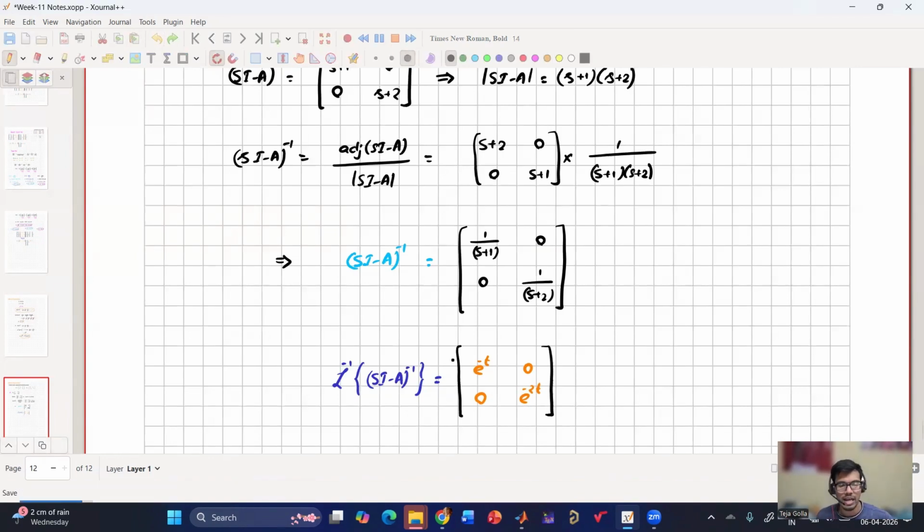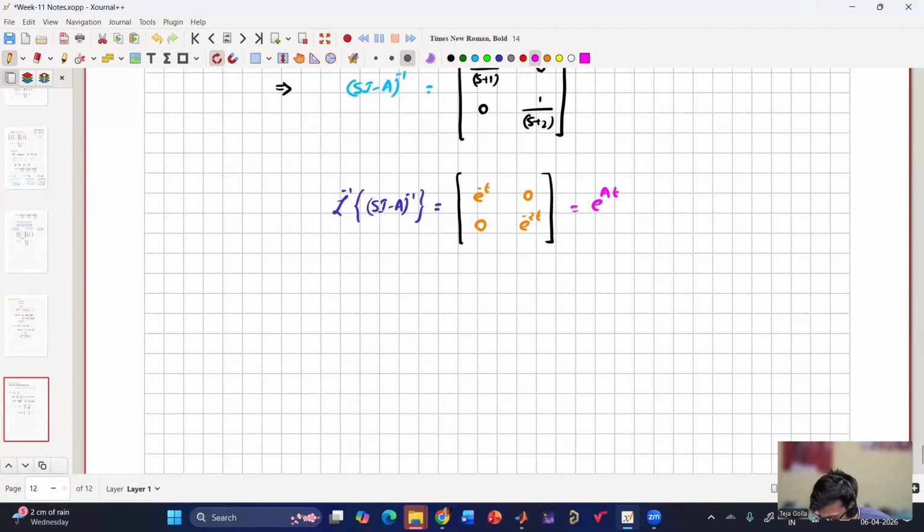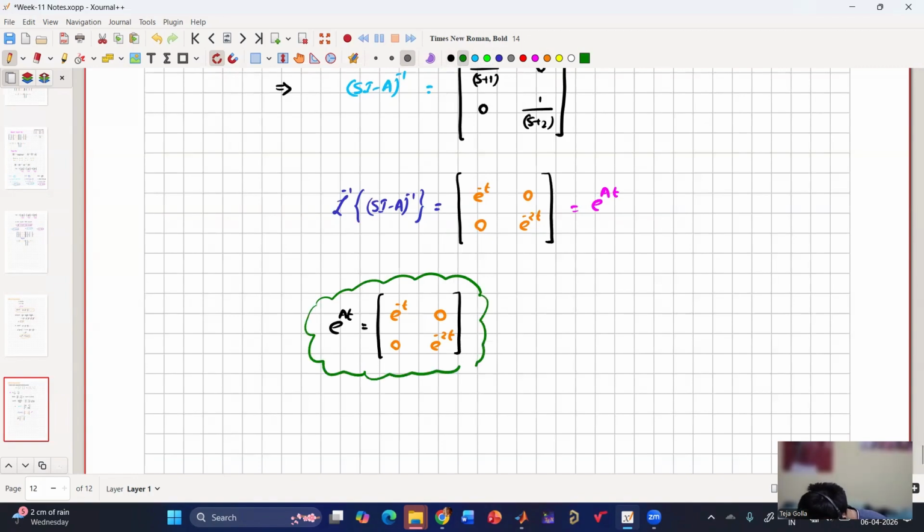So in this way, we can calculate Laplace inverse of (sI minus A) inverse. So now this is nothing but e to the power At. So for a given A matrix, we have obtained e to the power At as e to the power minus t, 0, 0, e to the power minus 2t. So this is how we get.